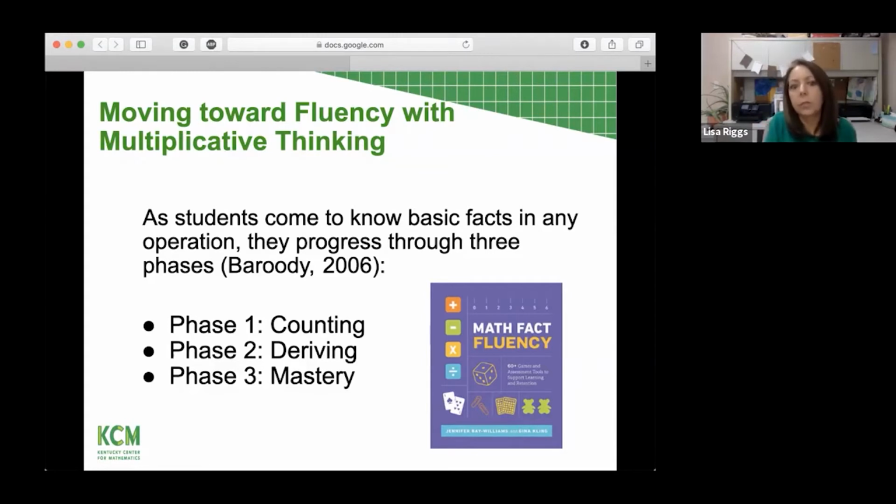How do we help kiddos move from having to count perceptual items to being able to think about groups of groups?